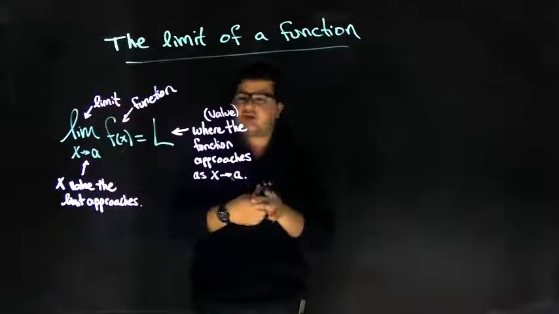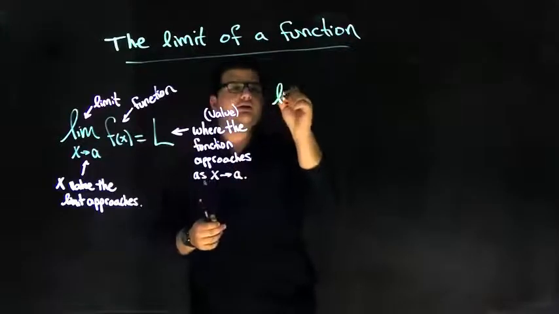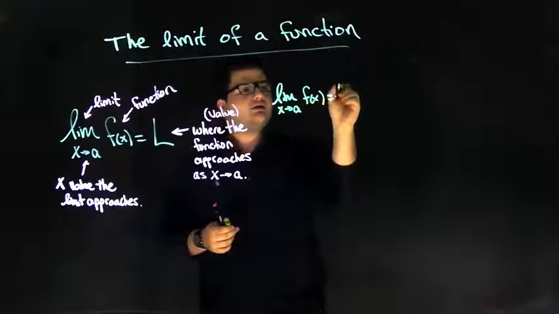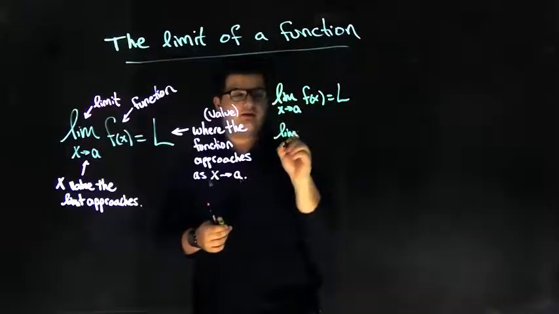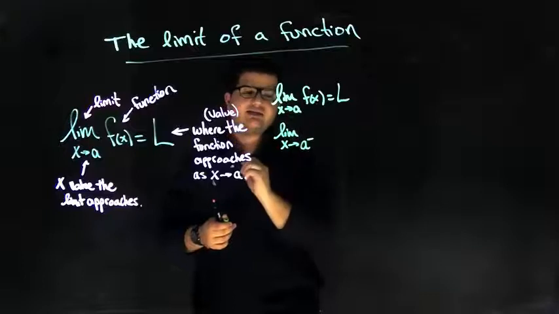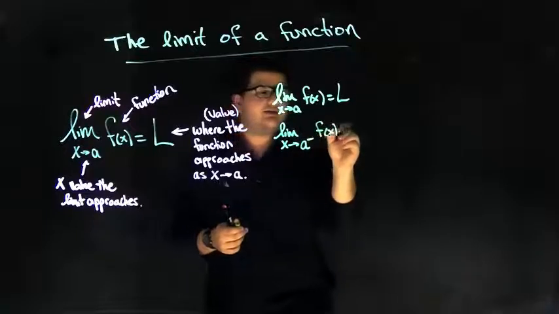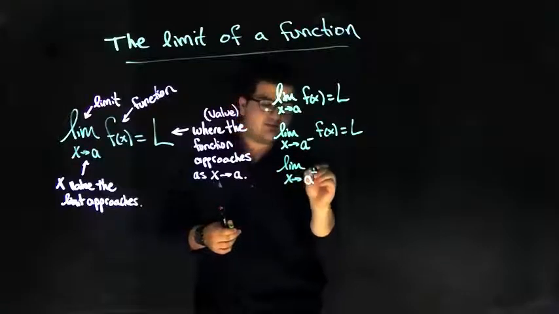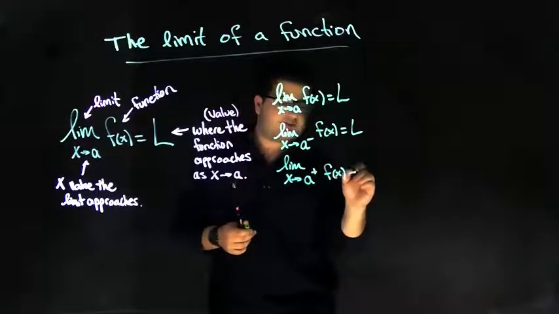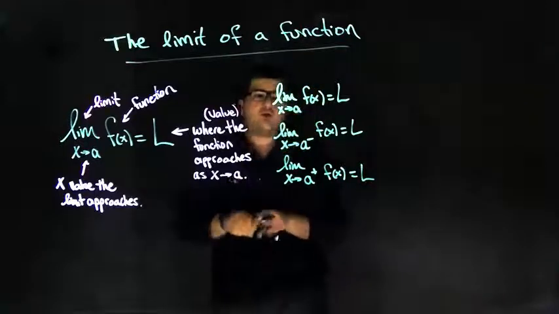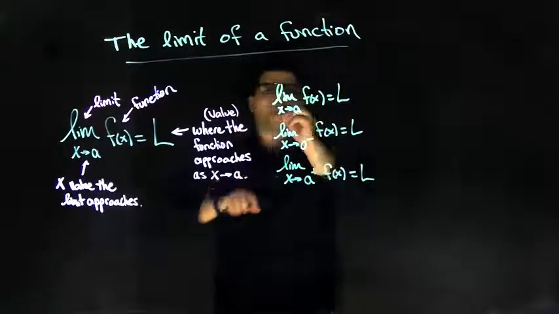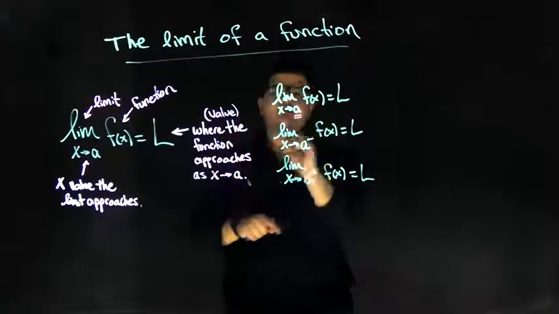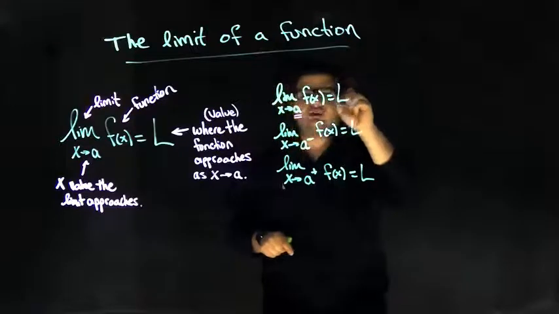From this notation, this splits up into the three terms. Limit as X approaches A of F of X. The limit as X approaches A with this negative sign of F of X equal to L. And the limit as X approaches A with this positive sign of F of X is equal to L. Well, what do these three things mean? This one we already talked about. This is the limit as X approaches this A value of our function is equal to L.